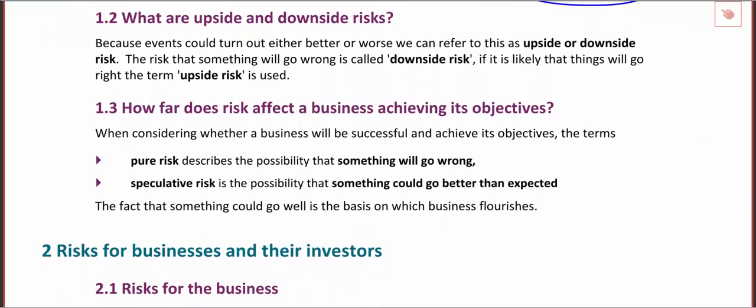Like I said, there's lots of different types of risk. The first categorization we see here is the difference between upside and downside risk. Hopefully, that's a fairly straightforward one. Even if you got that question in the exam and you'd never even done the course, I think we'd probably be able to figure out that the risk that something goes wrong would be a downside risk, and the risk that something goes right would be an upside risk. So hopefully that's fairly obvious.